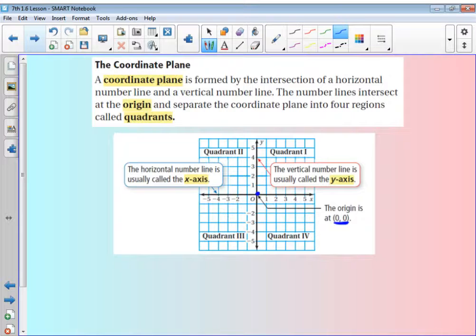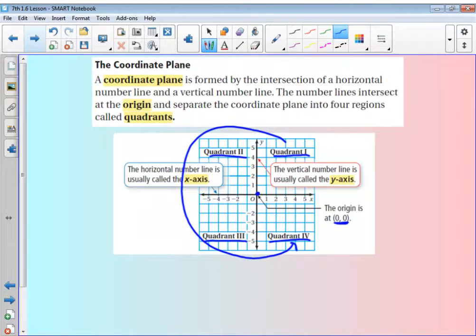The coordinate plane is also separated into 4 sections. Take note that we have 4 quadrants. Quadrant 1 starts in the upper right-hand corner, and that has positive x's and y's. Then you work counterclockwise as you work your way around the coordinate plane. So you'll notice that quadrant 2 is here, then quadrant 3, and quadrant 4 lastly.